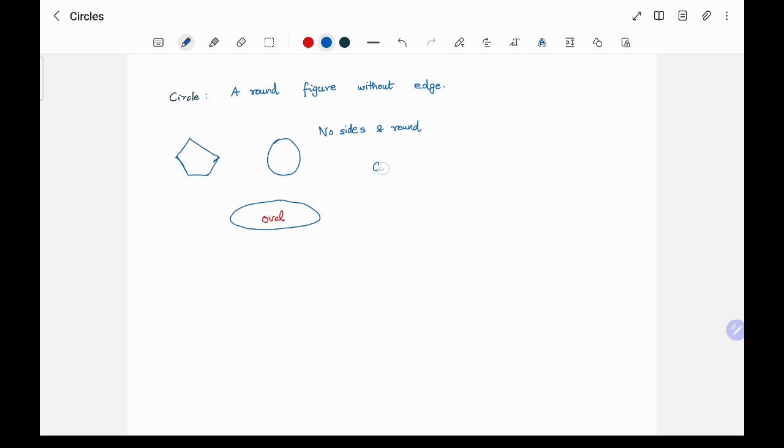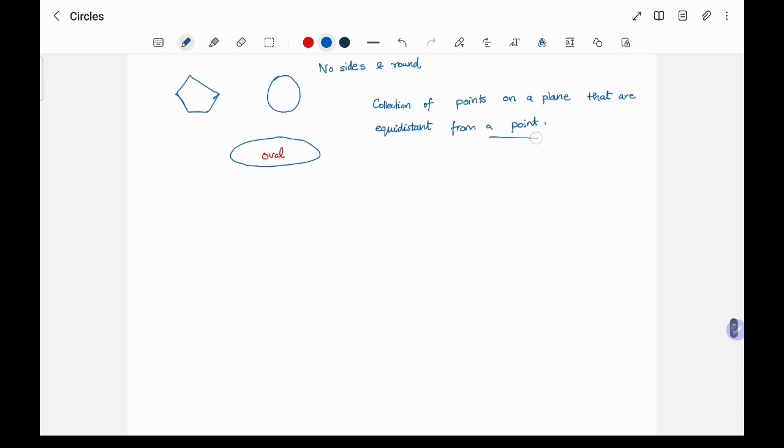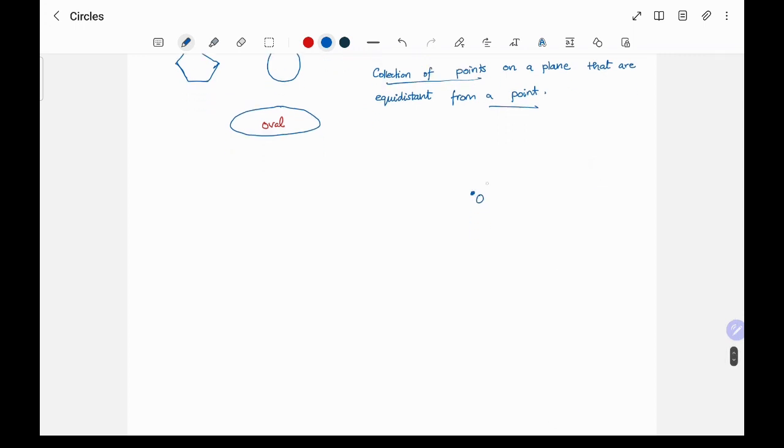It is a collection of points on a plane that are equidistant from a point. So what does it mean? This point is nothing but some point O, and we take the collection of points that are equidistant. So the distance from this point to any other point should be equal.